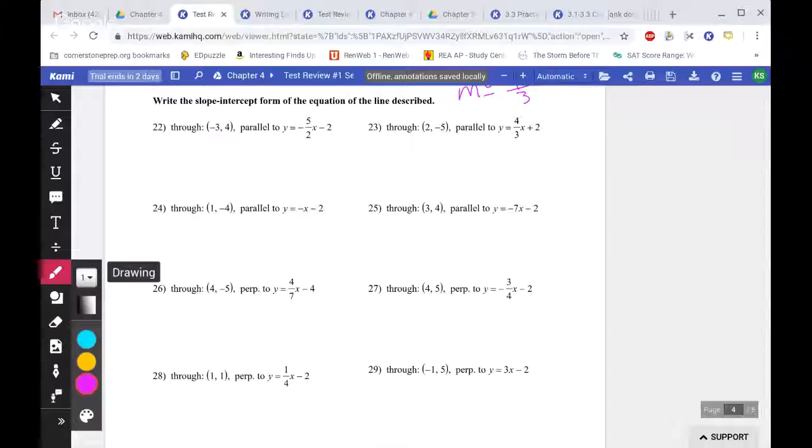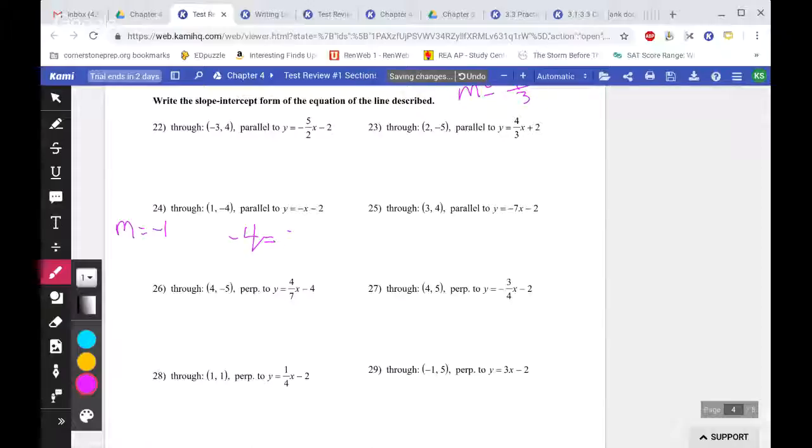24. So the slope on this one is what? Anybody tell me? -1. -1. Good job. So I'm going to plug in.